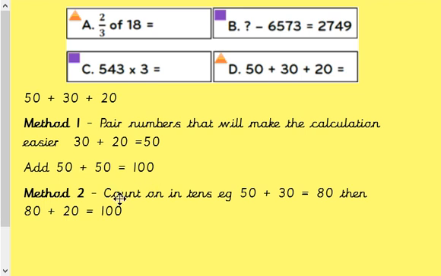The second method, and it's a bit more long-winded, but you might prefer it, would be that you could count on in tens. So 50 plus 30 would be 80, and then 80 plus 20 would be 100. Either one works, whatever is best for you. Personally, I prefer method 1.